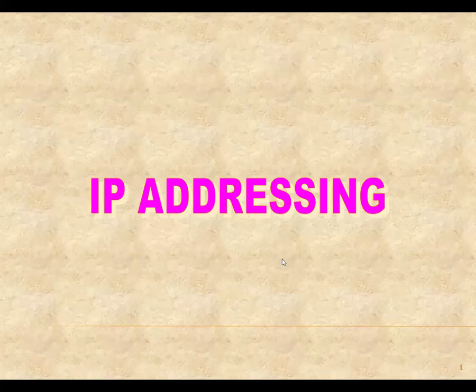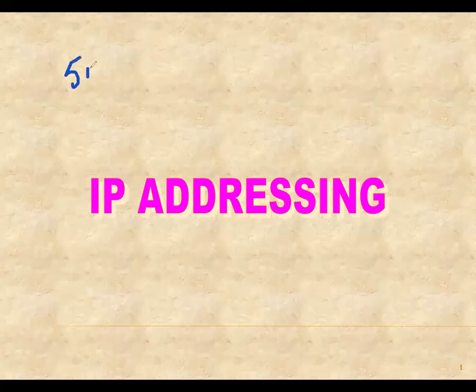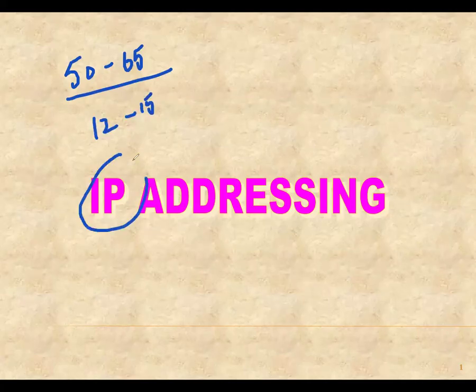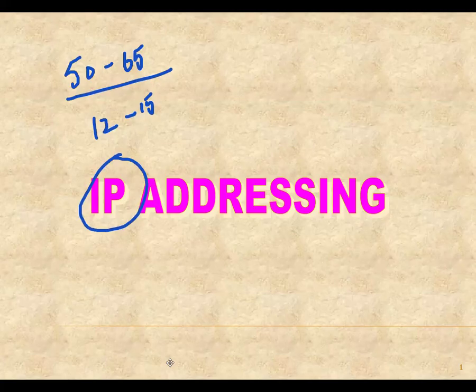CCNA is actually the only course where we learn IP addressing in great detail. When you go for the CCNA online examination, there will be around 50 to 65 questions. Out of these 50 to 60 questions, at least 12 to 15 questions will be related to the IP addressing concept. This is such an important part of our administration journey, my friend. Every person should know the concept of IP addressing from the very basics up to the scratch level.